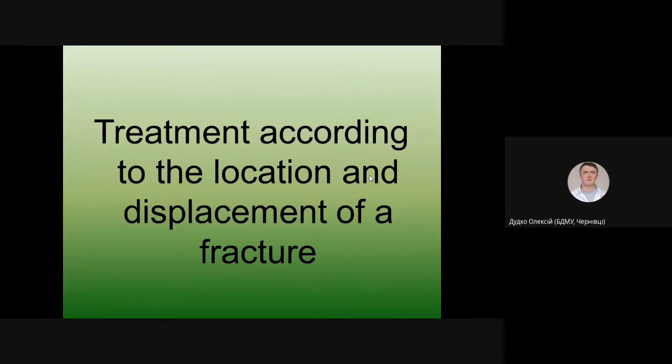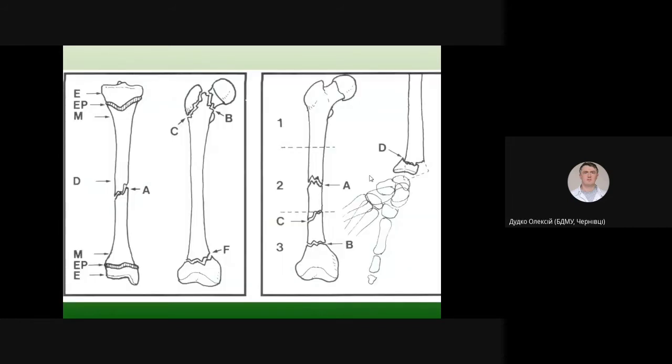So actually, our treatment is usually based on such things as fracture location. If you have a metaepiphyseal fracture, it's one treatment. If you have shaft fractures, it's another treatment. And mostly for shaft fractures, we can use intramedullary nails. For metaepiphyseal fractures, we can use plates with screws. We can use screws alone as a minimally invasive technique.